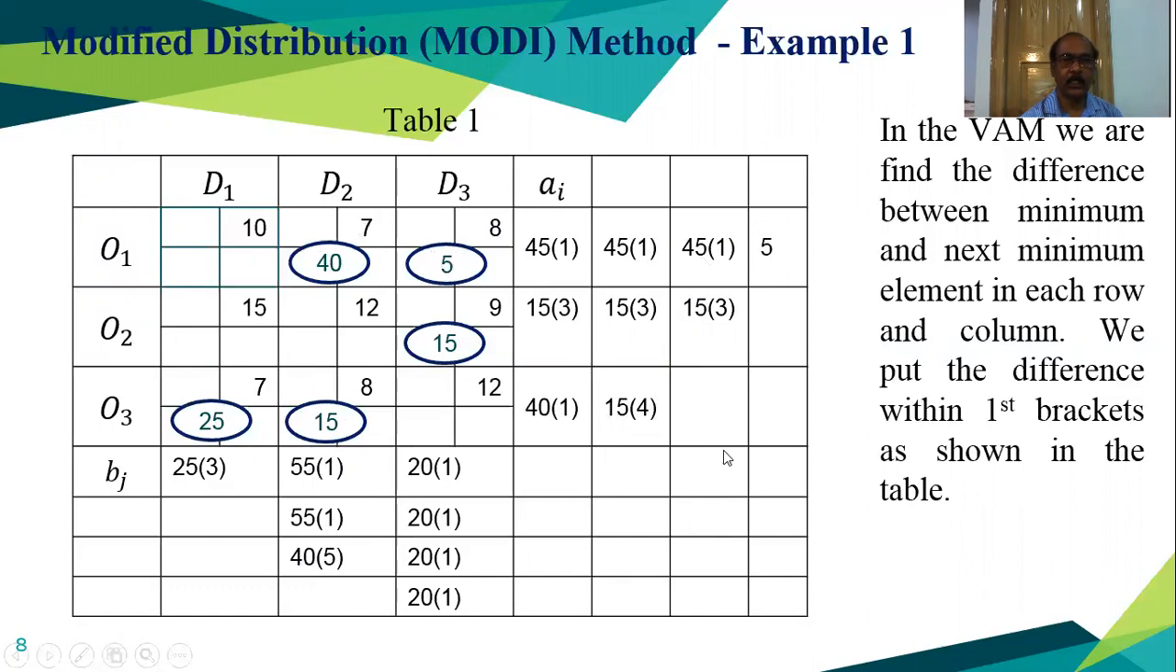So this is our allocation by using the Vogel's approximation method. Now how many allocations are there? 1, 2, 3, 4, 5, and the number of origins is 3 and the number of destinations is 3. So 3 plus 3 minus 1 is 5. So this is our non-degenerate initial basic feasible solution.